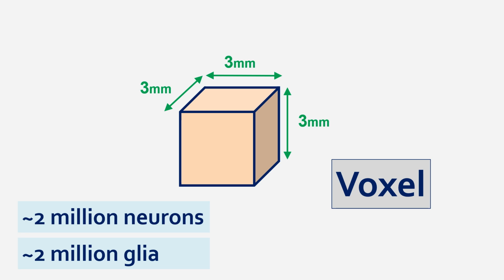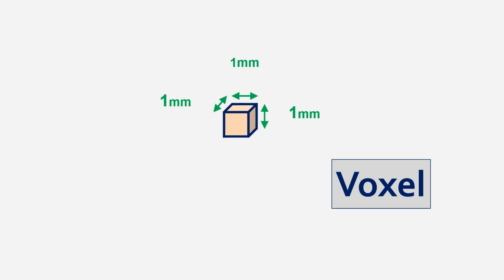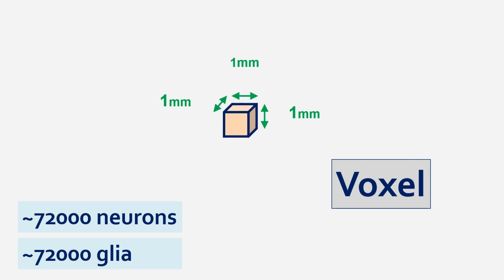So we're not looking at the activity of individual or even really groups of cells. We're looking at gross activation of a particular part of the brain. Using a stronger magnet allows us to apply smaller voxel sizes when we're analyzing our data. Even a 1 millimeter voxel, though, has got 72,000 neurons in it and 72,000 glial cells. This is still a lot of cells, but it is considerably fewer than the 3 millimeter voxel.